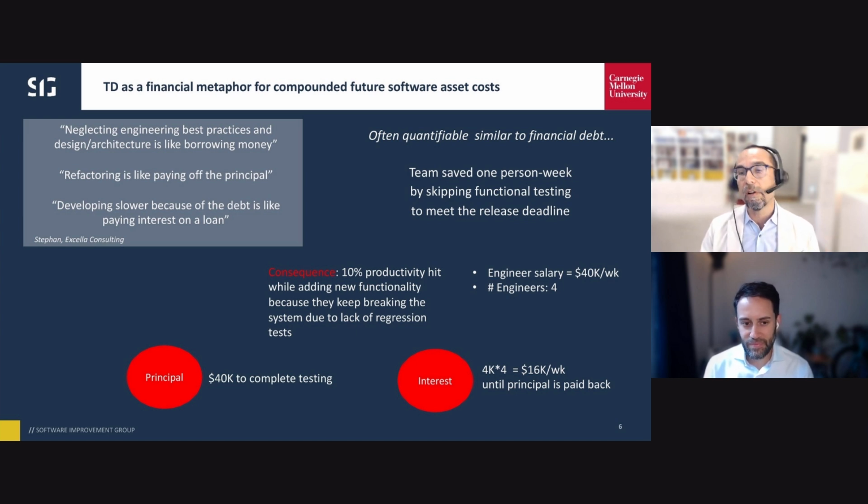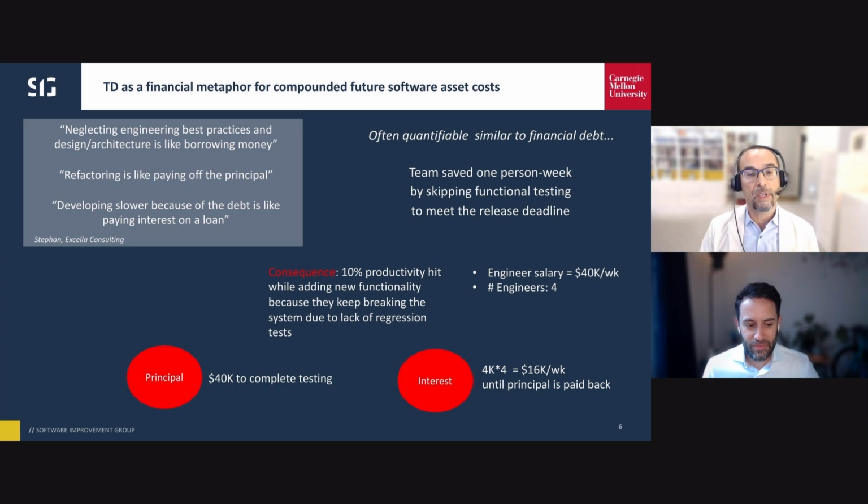So because they hold, technical debt is often quantifiable, similar to how we can quantify financial debt. Okay? And maybe an example of that could be the situation where a team saved one person week by cutting some corners. They skipped functional testing, and they did that to be able to meet an impending release deadline. So we know that they will have to eventually do the functional testing because that cannot stay in place.